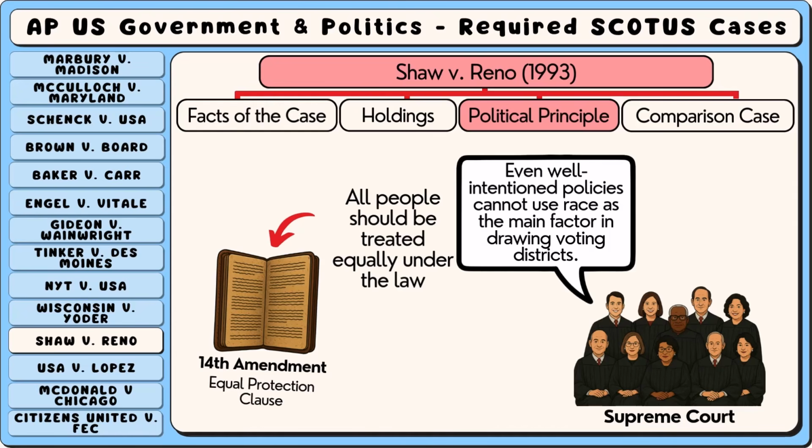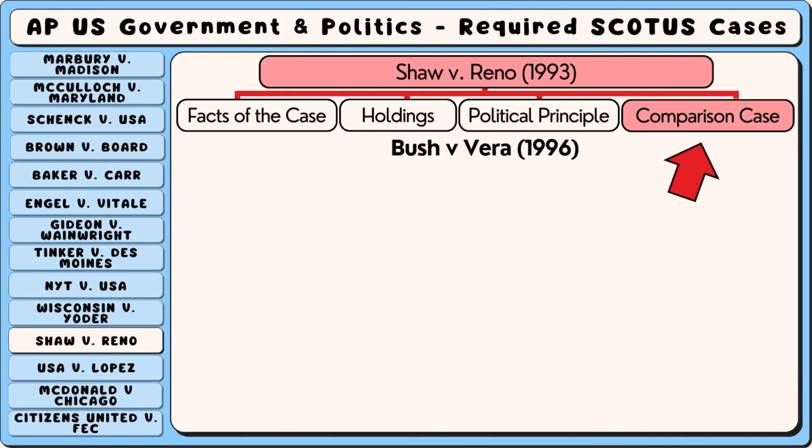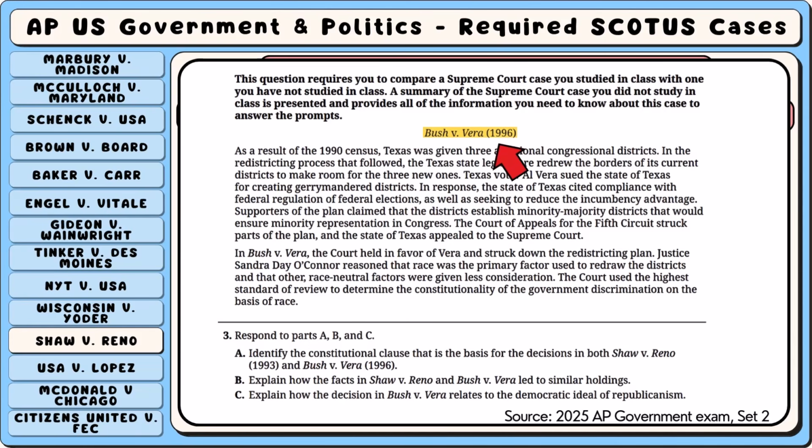Now let's compare this case to Bush versus Vera, which occurred in 1996, which was the non-required case that students had to compare to Shaw versus Reno in Set 2 of the 2025 AP exam. In this exam, students were required to identify the common constitutional clause between the two cases, and then they needed to explain the similarities in the holdings.